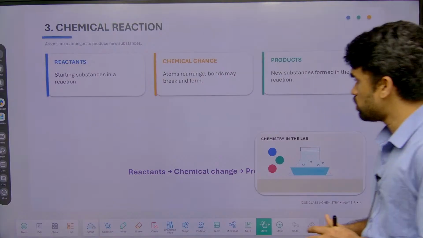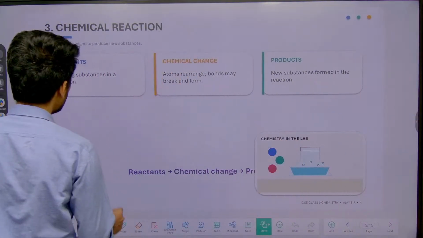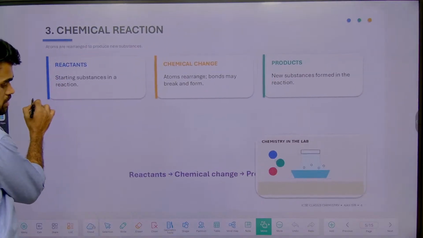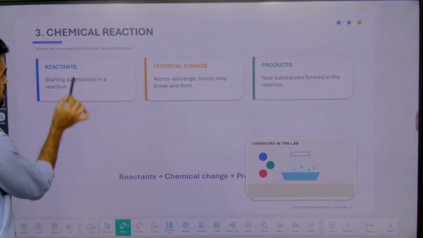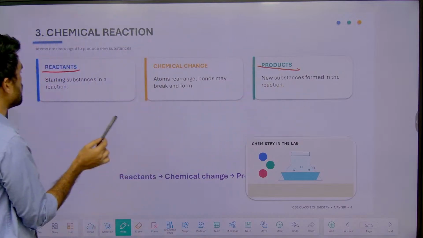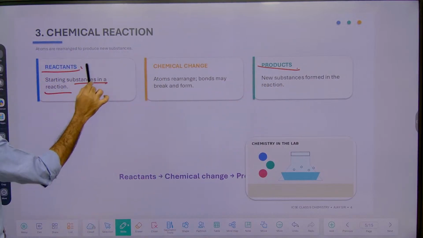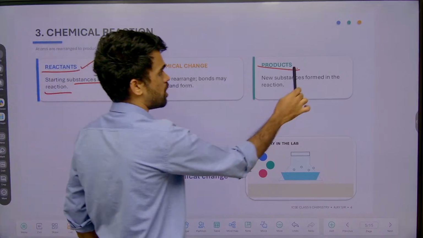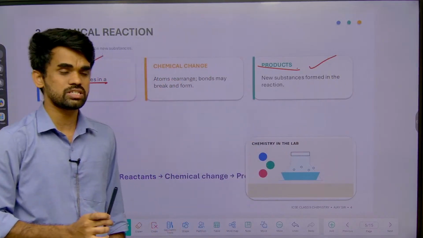Now what I told you, there is something like reactants and there is something like product in a chemical reaction. The starting material in the reaction is called the reactant. The final product formed, the new substance formed in the reaction, is called the product.